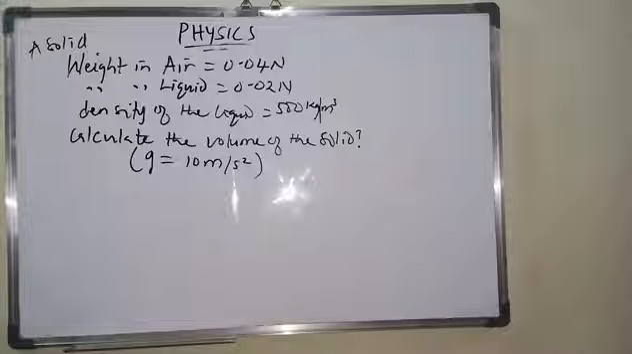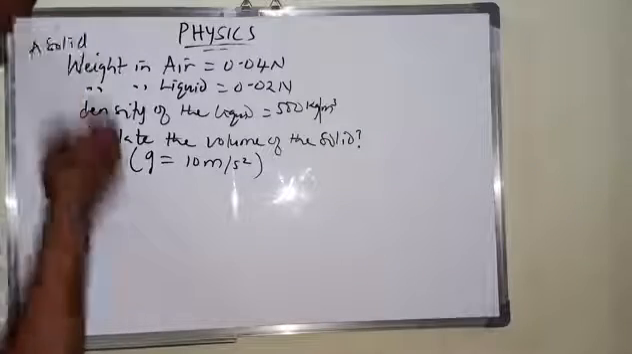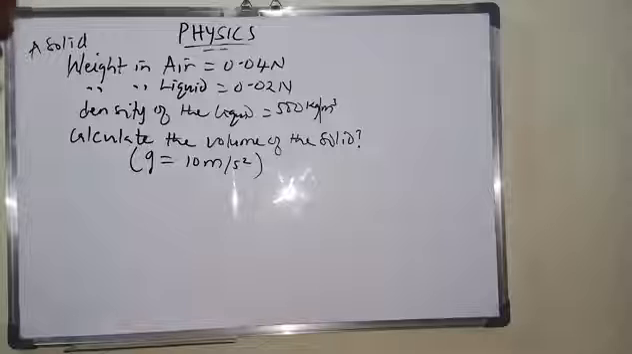So in this question, we are going to apply the Archimedes principle that says when a solid is immersed partially or fully in water, it displaces its own volume of the water. So when you immerse a solid in water, either completely or partially, it is going to displace a certain volume of the liquid, which is said to be its own volume.